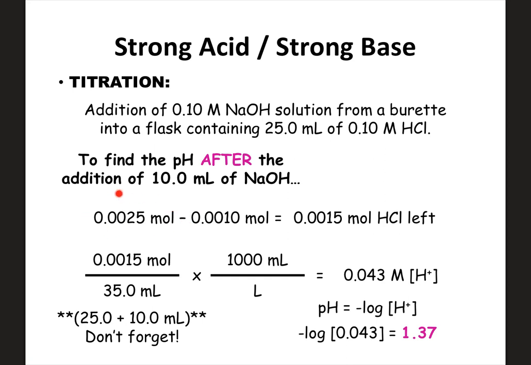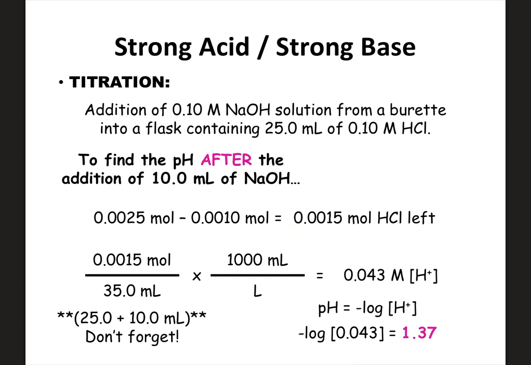So I take the one that's more here, the HCl, subtract away the NaOH that was added, and this is how many moles of HCl I have left over. I haven't reached the equivalence point yet, so the HCl is still there. Remember, you formed some NaCl as well, but the HCl is the only one that's going to contribute to my pH here.